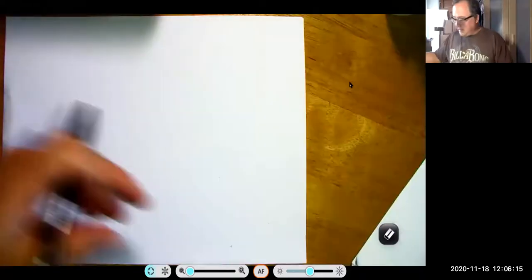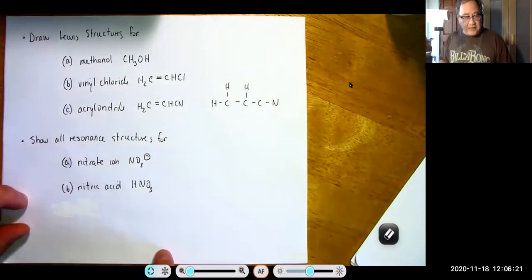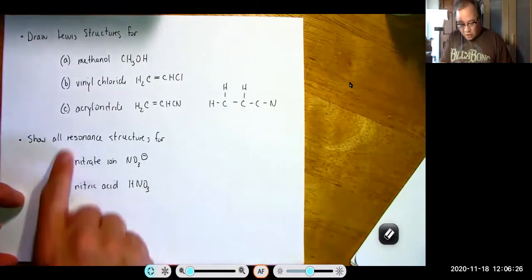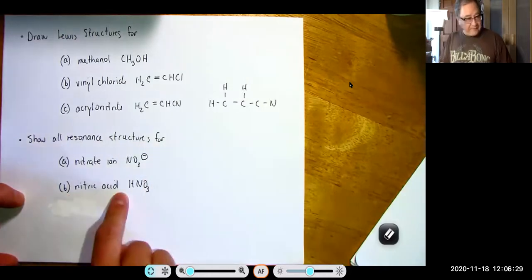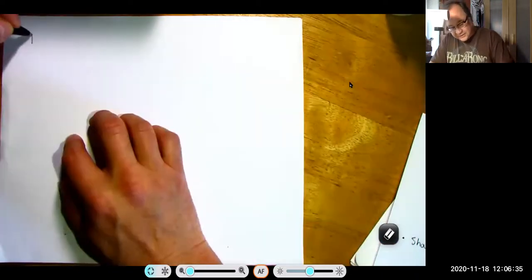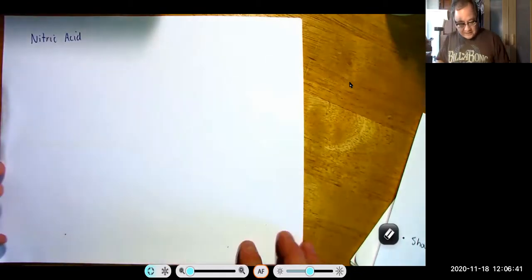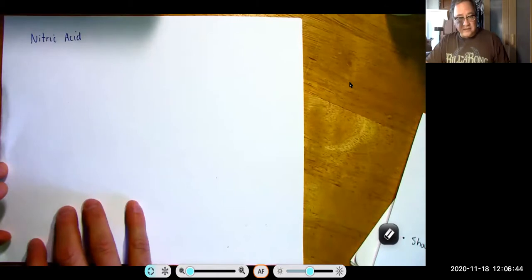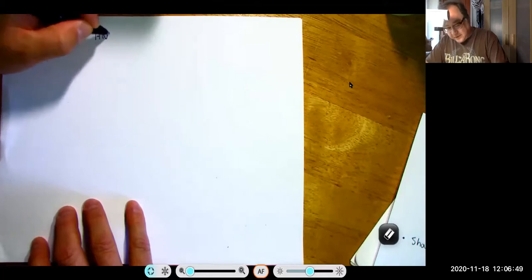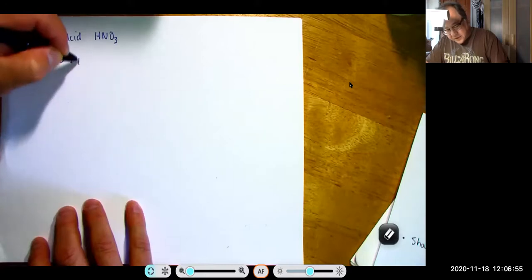But before we do that, I promised you that we would take a look at resonance structures for Lewis structures, and that's where we would pick up from today. So I want to take a look here at all the resonance structures for nitric acid. We'll skip A and do nitric acid. Here's nitric acid, HNO3, and this is formed when you take an H plus and add it to an NO3 minus.